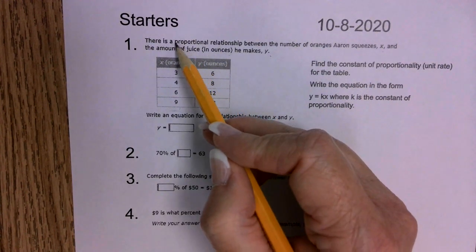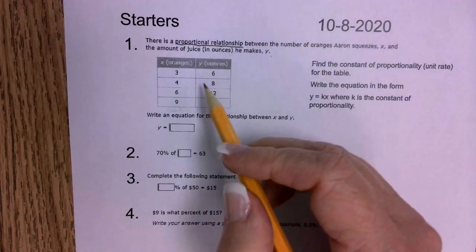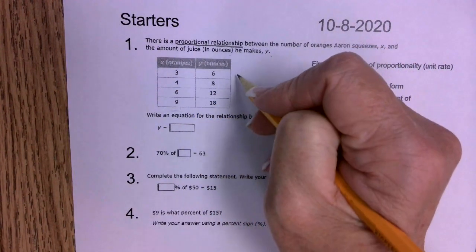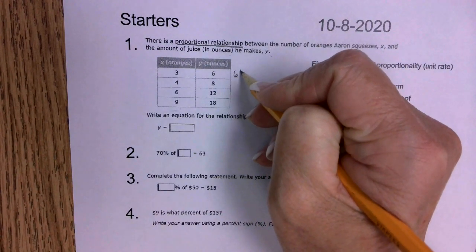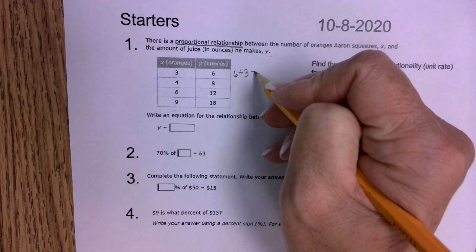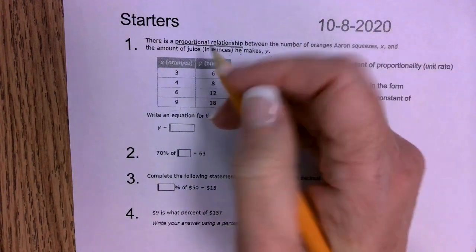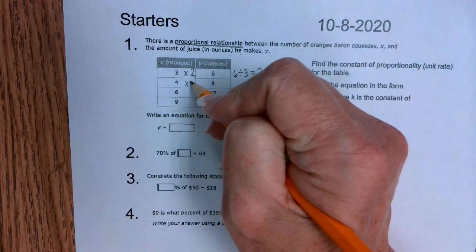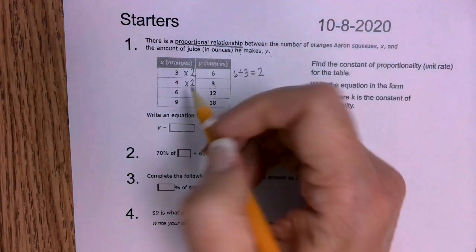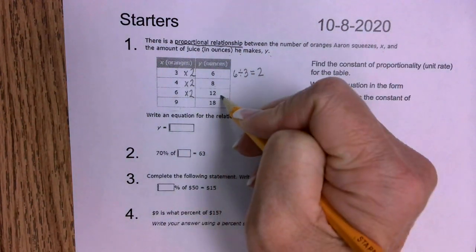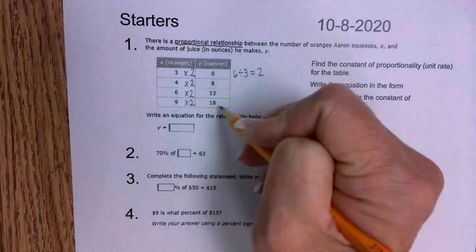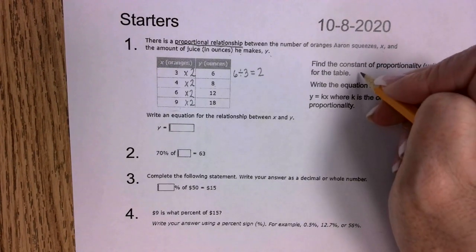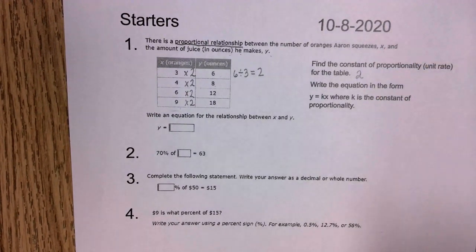So it tells us that it is proportional. So we have to figure out what number am I multiplying my x by to get to my y. If you don't know that, you would take your y, divide it by your x, and that's going to give me 2. So that means 3 times 2 is 6. 4 times 2 is 8. 6 times 2 is 12. And 9 times 2 is 18. So our constant of proportionality in this table is 2.